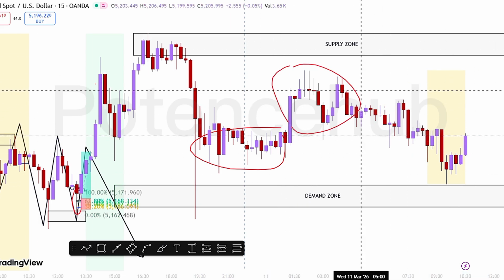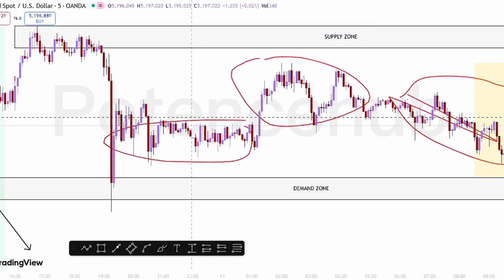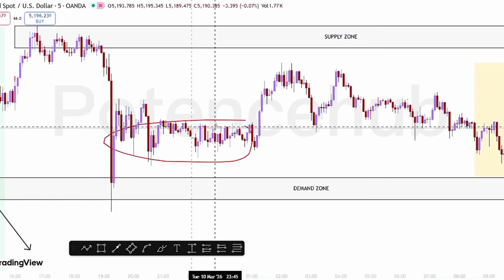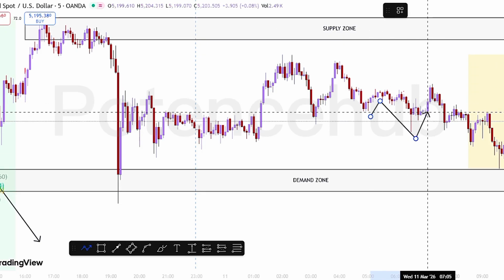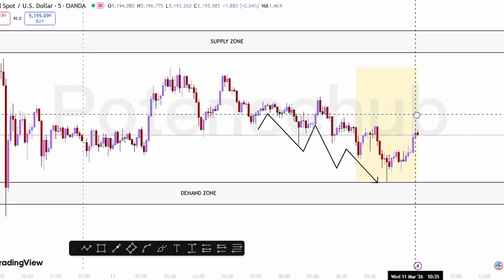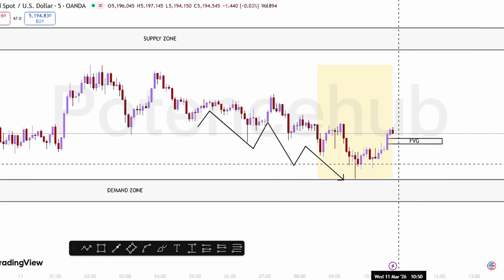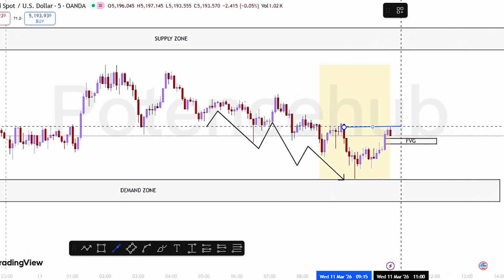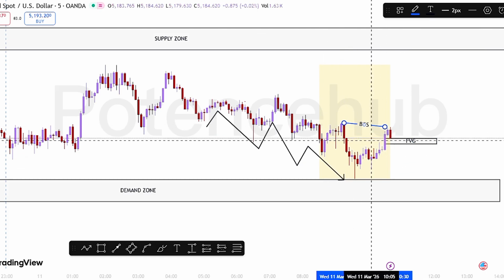As you can see, we have the manipulation period first of all, so we have the accumulation, manipulation, and the distribution. And then as you can see right here, price was moving on lower highs and lower lows. And then from there, I was able to spot this particular break of structure.